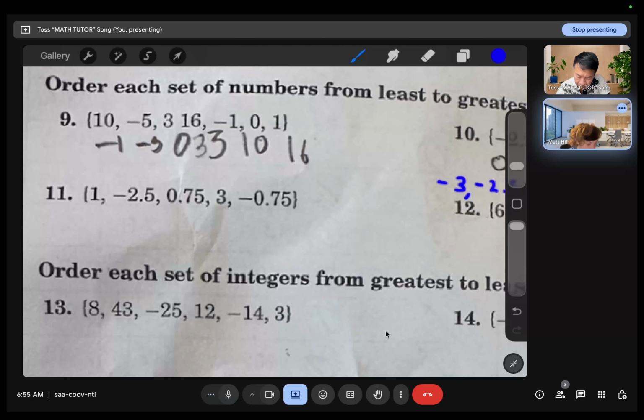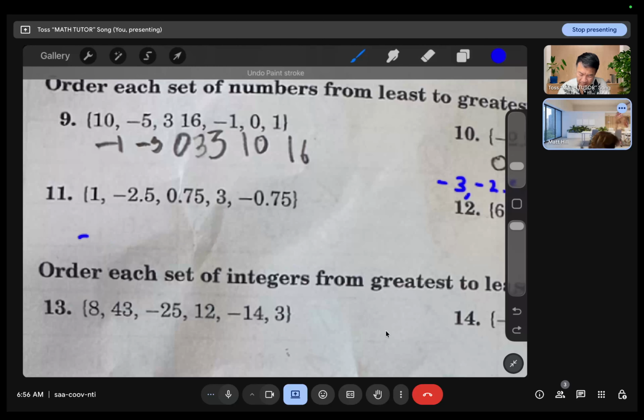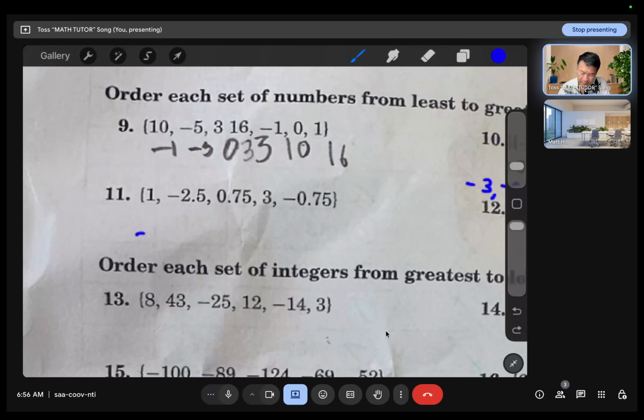Okay, so still least to greatest. Gonna go negative 0.75. Okay, you sure? Oh wait, there's no negative 0.7. Oh yeah, there is. Negative 0.75. And then negative 2.5. Okay, which one first? -2.5 or -0.75? Actually, the -2.5 will go first.